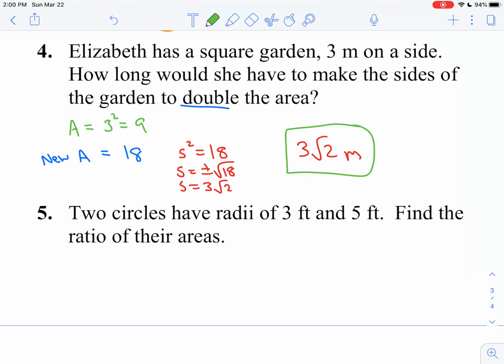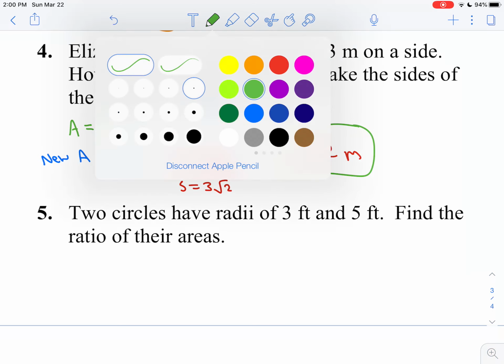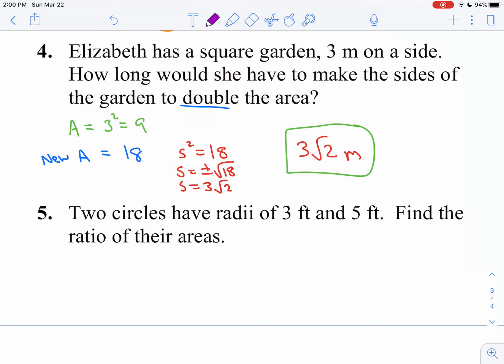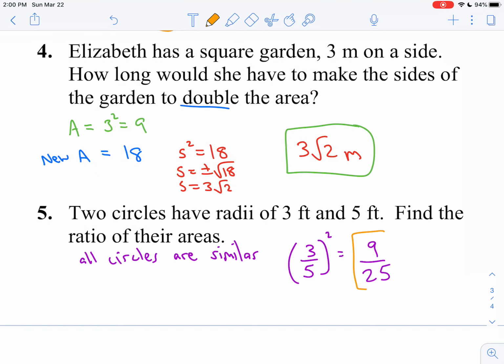And our final question will show up now and probably again in future chapters. Two circles have radii of 3 feet and 5 feet. Find the ratio of their areas. So I didn't mention this anywhere in any of the videos yet, but hopefully you realize that all circles are similar. And so as soon as you realize the similarity problem, then you know that the ratio of the areas will be the ratio of their, instead of sides, it'll be the ratio of the radii squared. So that's going to be a 9 over 25, and ratios don't have units, so that's the end of the story. And I hope you enjoyed lesson 11.7.